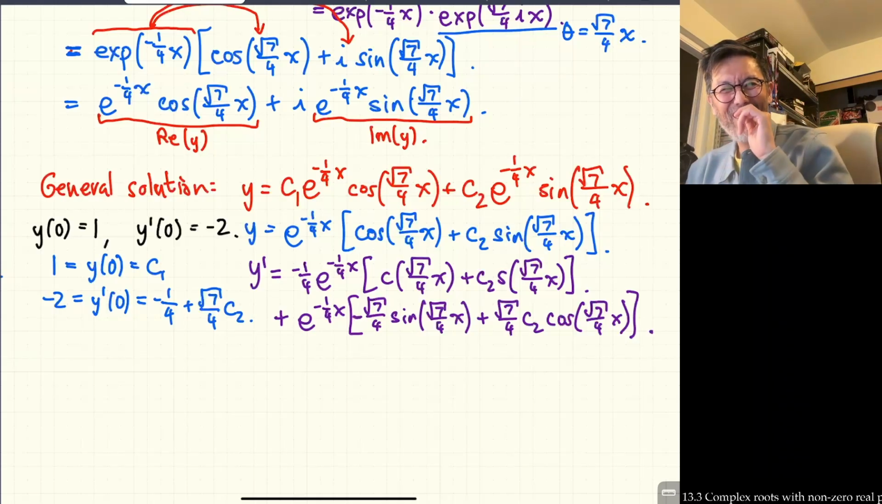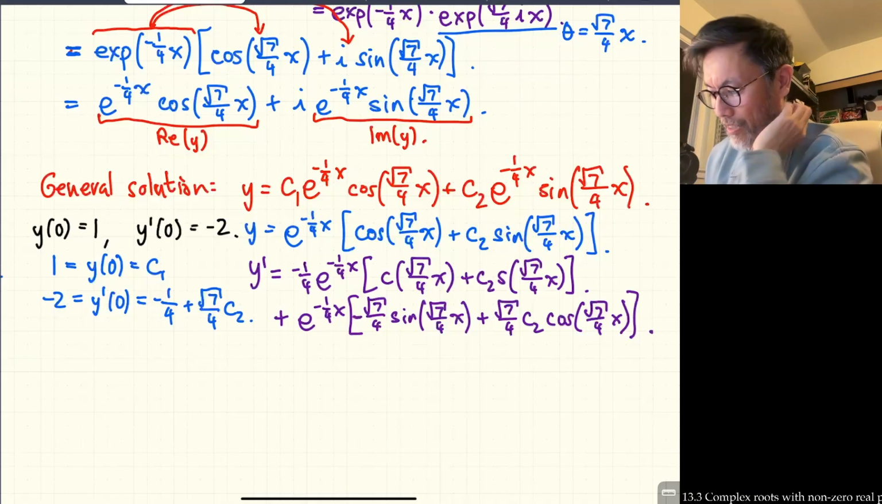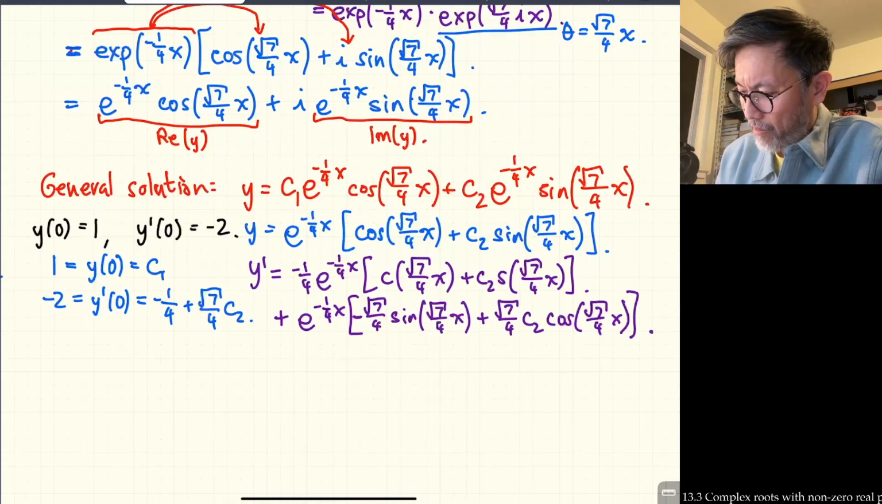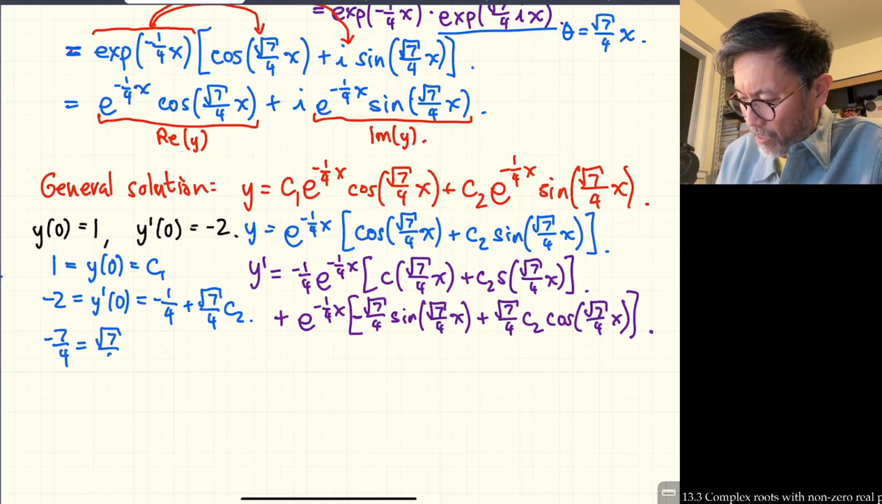Okay. All right. And now we can solve for c2. Do you agree? I can add 1/4 to both sides. Do you know what negative 2 is? It's negative 8/4. So if we add 1/4 to both sides, we get negative 7/4 is equal to square root of 7 over 4 times c2.